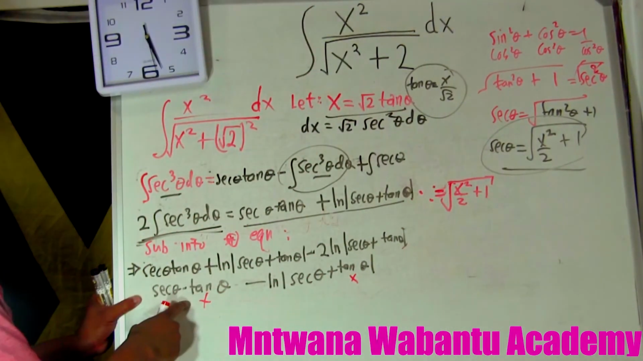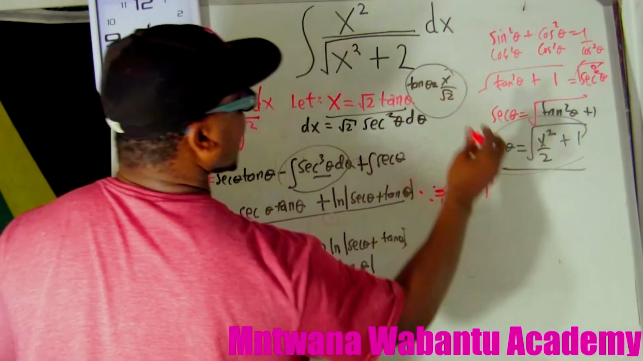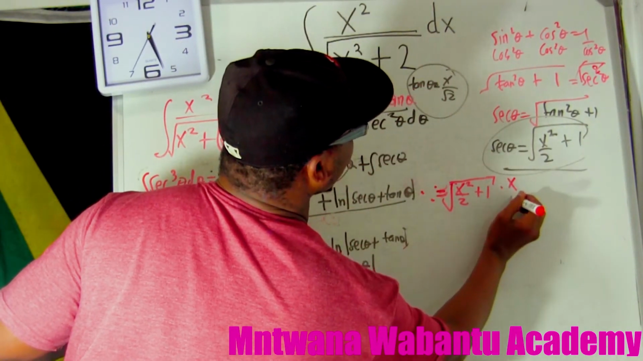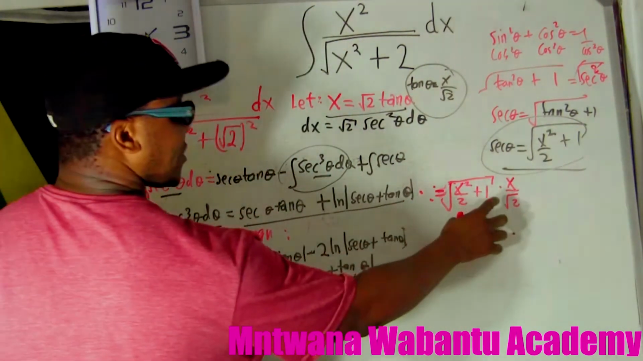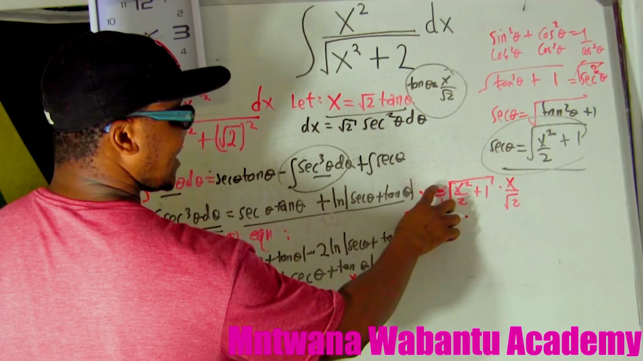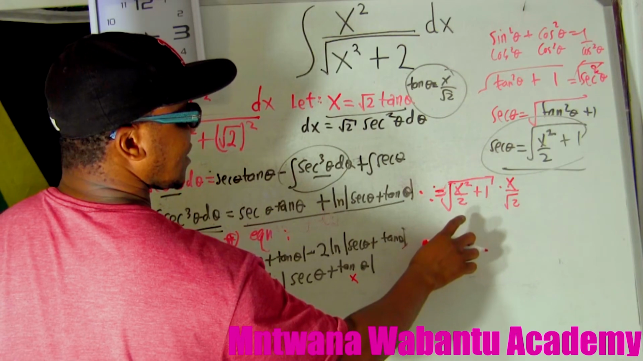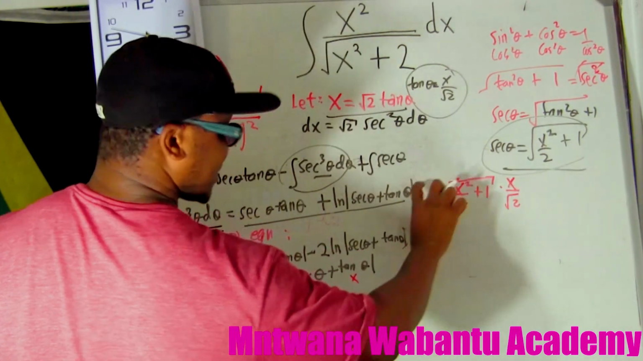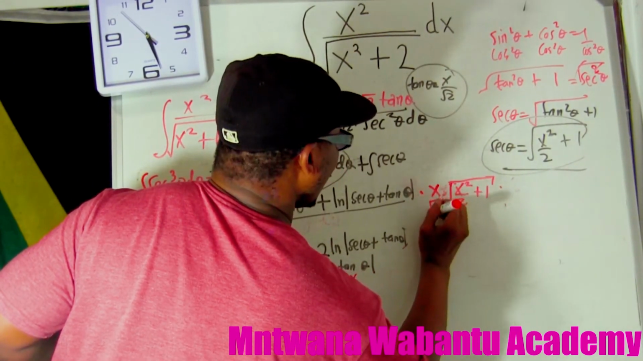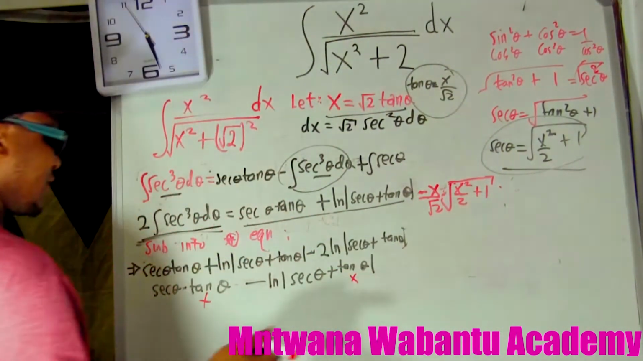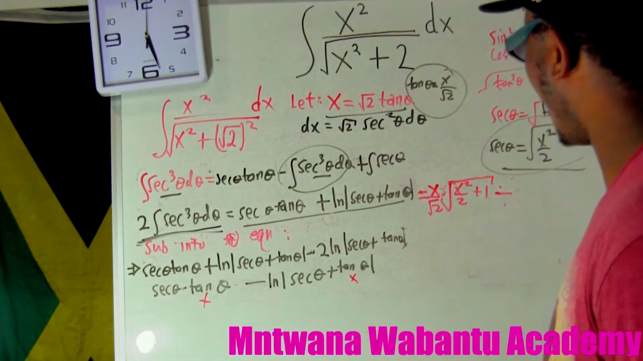Now we go to tan. What is tan theta? Tan theta equal to x over square root of 2. So multiply by x over square root of 2. You see what I'm saying? And then this you can multiply with x times. I can just write x here. You can write it like that, or you can start with this first. Either of the two. Or I can write x over square root of 2 first. Either of the two. Minus. So write minus here.